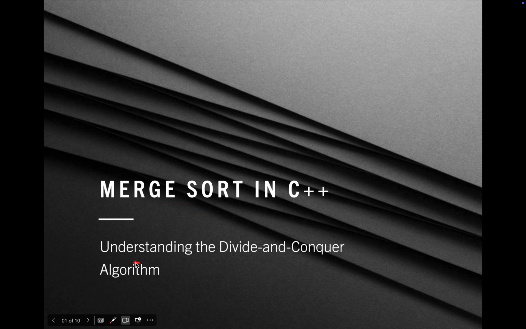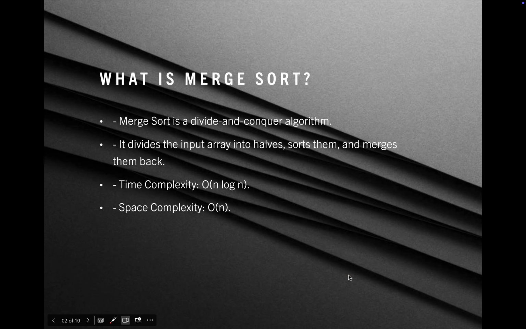For that reason, you have to understand the concept of divide and conquer, how we can divide a big problem into smaller chunks, solve all those problems, and then combine everything to get a big result. So let's move to the next slide. First we should understand what merge sort is. Merge sort is a divide and conquer algorithm, as I told you in the previous slide.